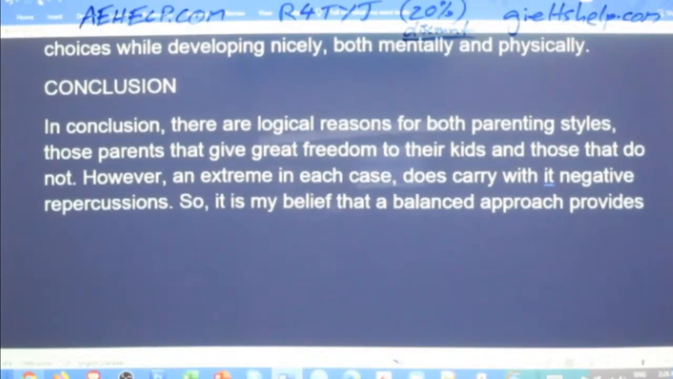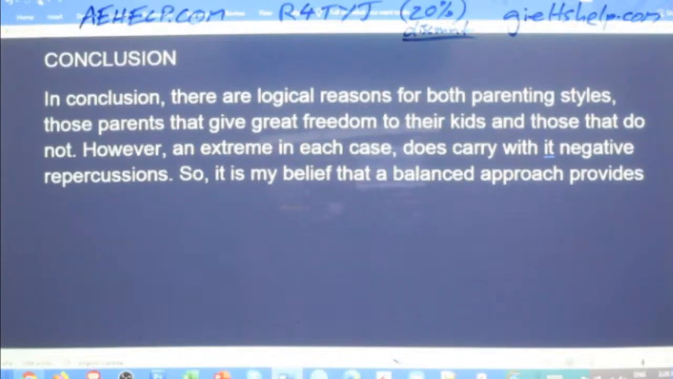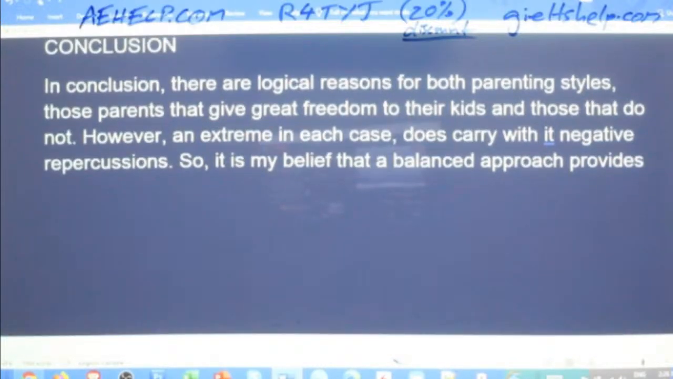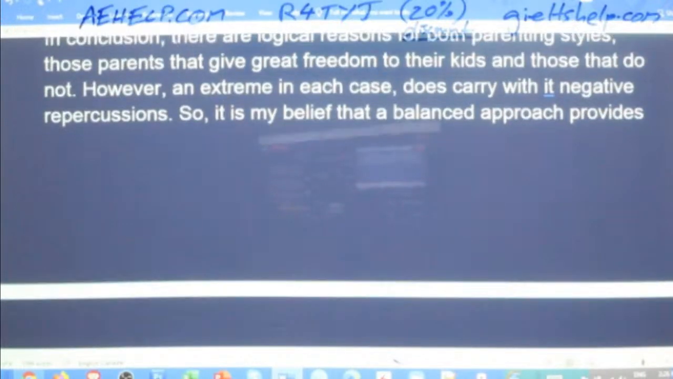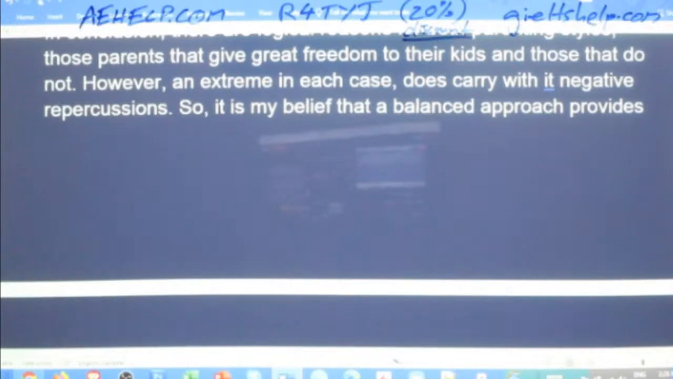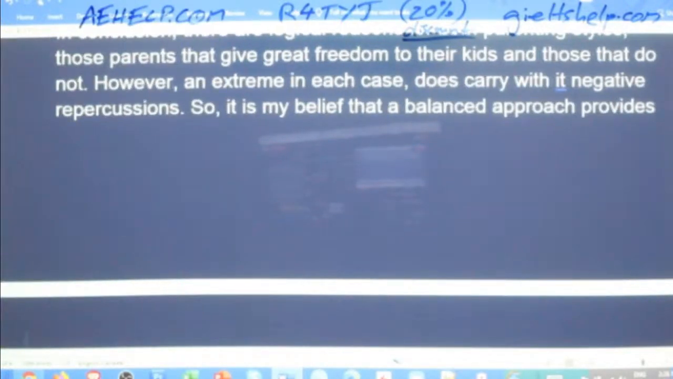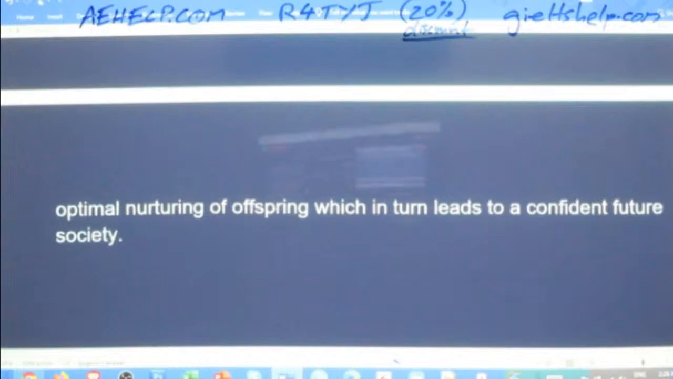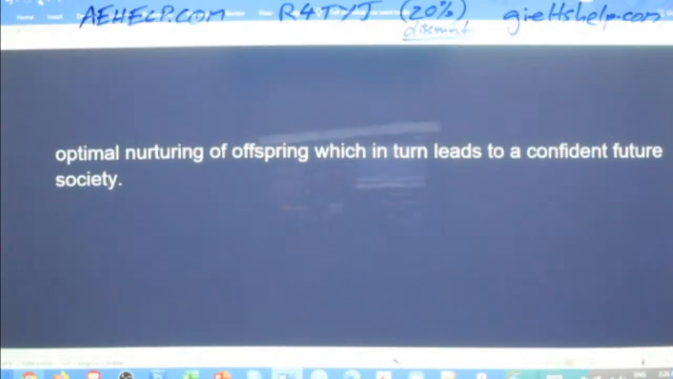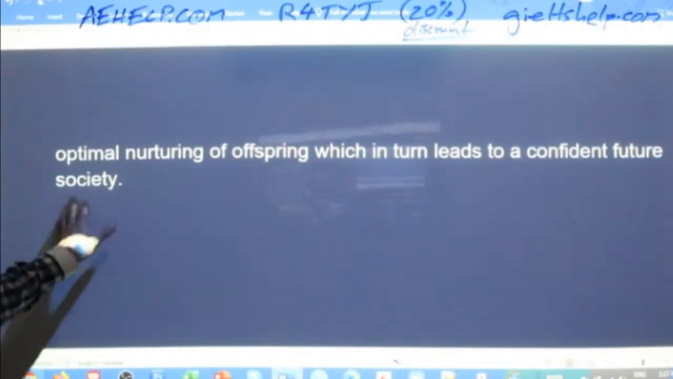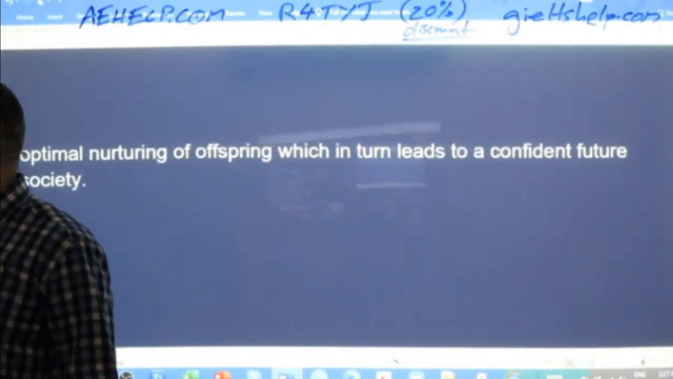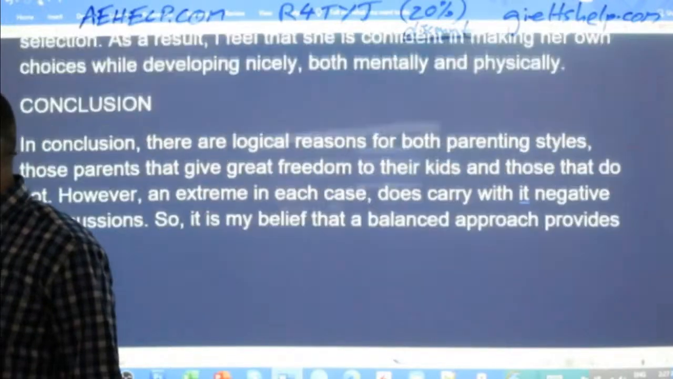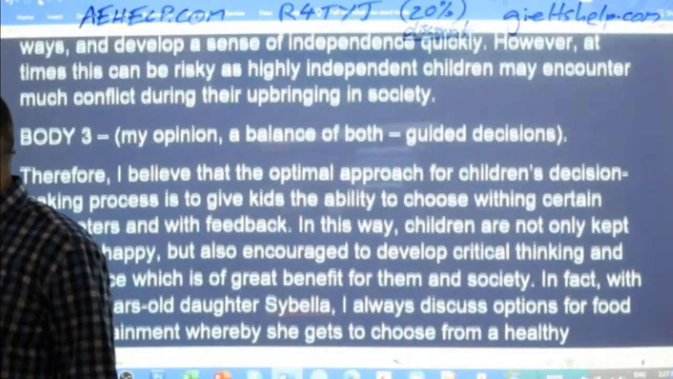In conclusion, there are logical reasons for both parenting styles, those parents that give great freedom to their kids and those that do not. However, an extreme in each case does carry with it negative repercussions. So it is my belief that a balanced approach provides optimal nurturing of offspring, which in turn leads to a confident future society. Okay, so that is the end. Now, the essay is okay. I think it would get a band 9 this way.